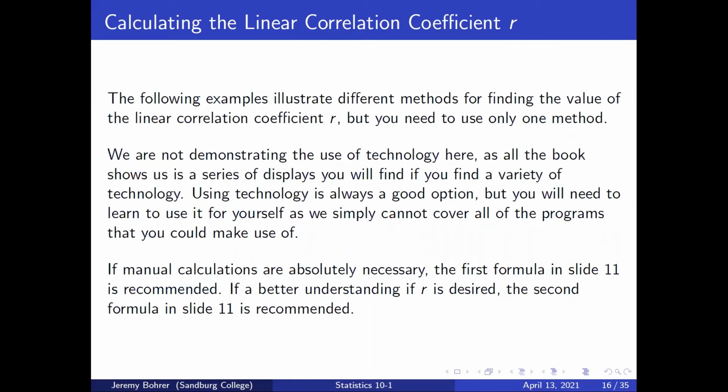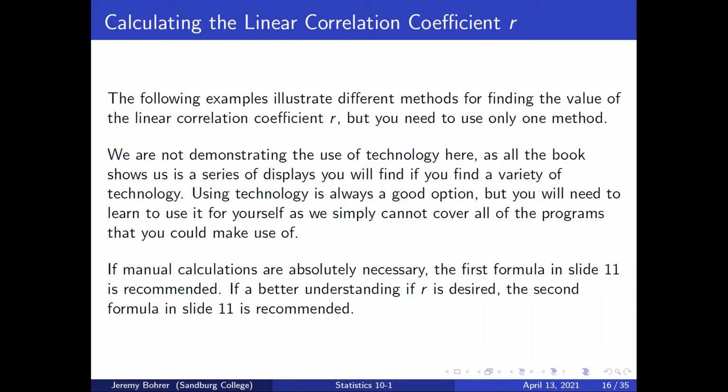The following examples illustrate different methods for finding the value of the linear correlation coefficient R, but you need to use only one method. We are not demonstrating the use of technology here, as all the book shows us is a series of displays you will find in a variety of technology. Using technology is always a good option, but you will need to learn to use it for yourself, as we simply cannot cover all of the programs that you could make use of.